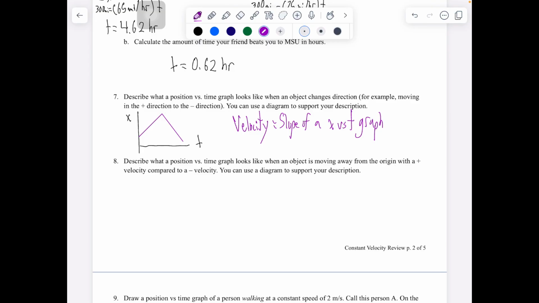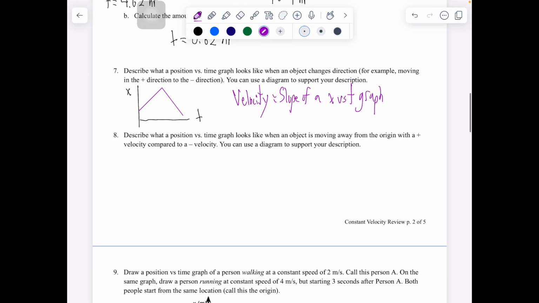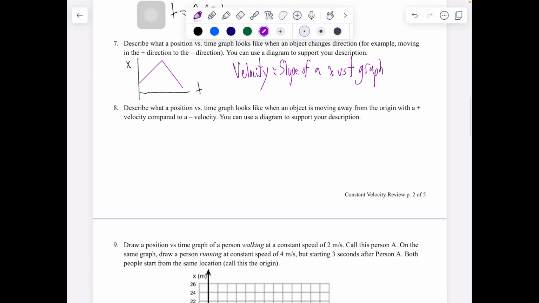Describe what a position versus time graph looks like when an object is moving away from the origin with a positive velocity compared to a negative velocity. Well, again, drawing out a little diagram here. Here's our position versus time. If you're moving away from the origin with a positive velocity, we know positive velocity means positive slope. So that would be something like this. And moving away from the origin with a negative velocity would have to look something like this.